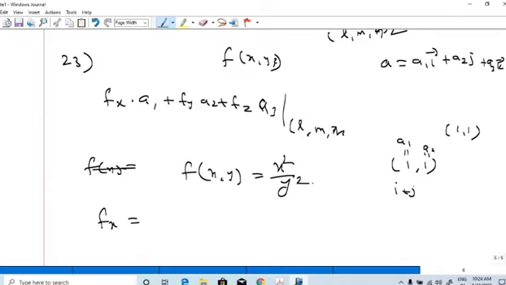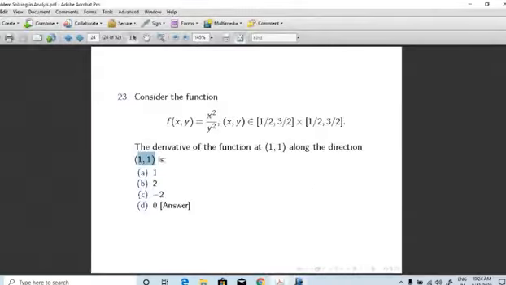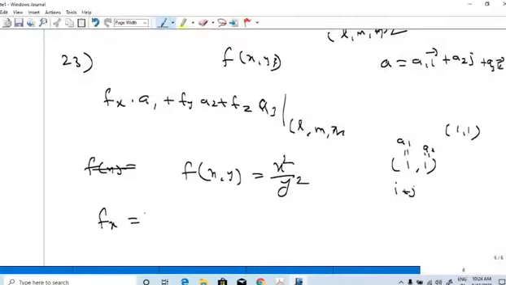So actually x square by y square, I think so. Yeah. So what is the directional derivative? Partial derivative fx is 2x by y square. Okay. What is fy? X square is the constant. What is the derivative of y square? It's nothing but minus 2 by y cube.